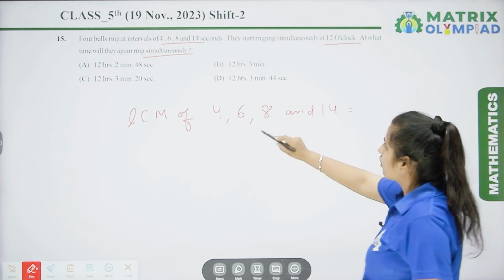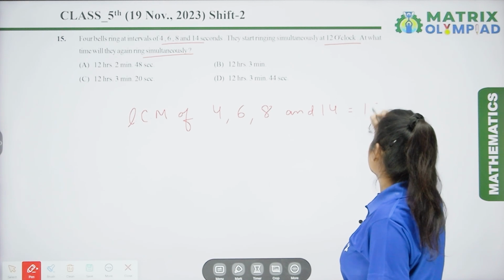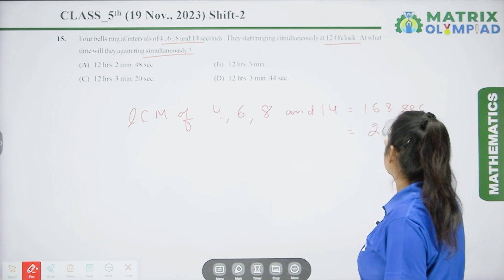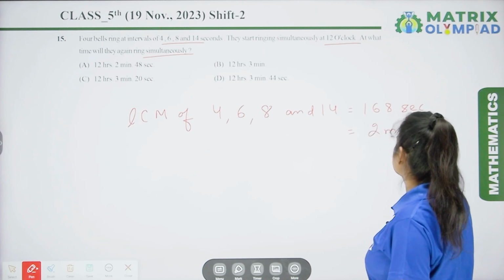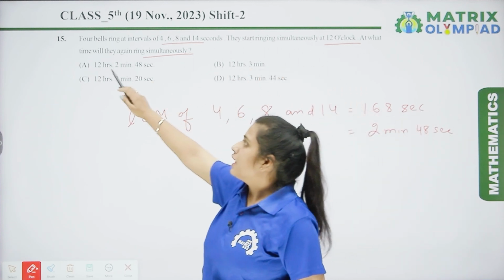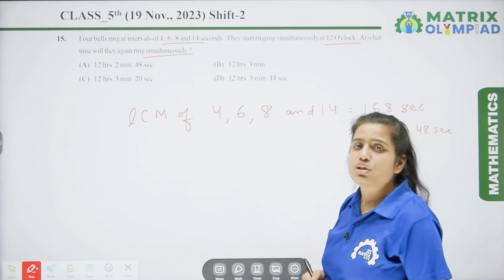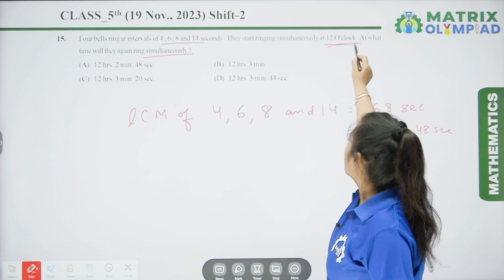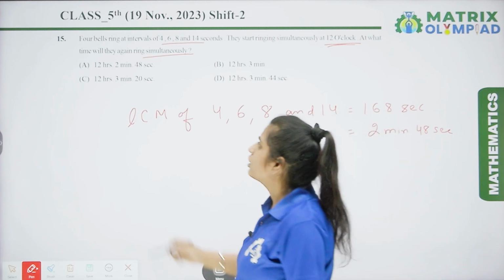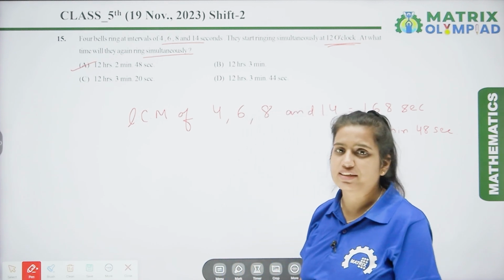So here LCM of 4, 6, 8 and 14 seconds is 168 seconds. So after converting into minutes we get 2 minutes 48 seconds. So we have to find the time when they will ring again simultaneously. So after 12 o'clock, they will ring at 12 hours 2 minutes 48 seconds. So according to the options, we can say that option A is the correct answer.